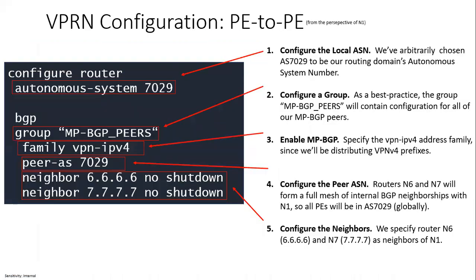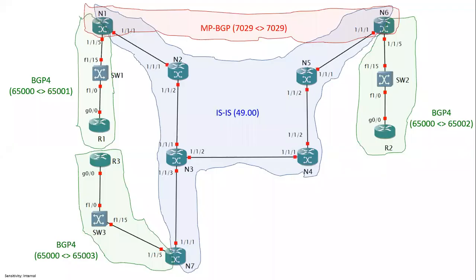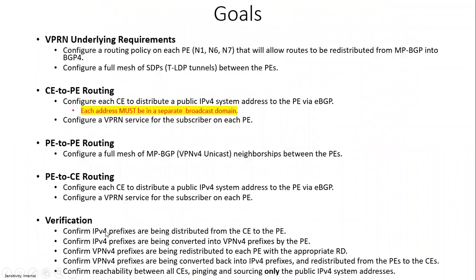So we'll verify this left to right. If you've downloaded this presentation and you have this open in a separate PowerPoint window, you can go ahead and open your PowerPoint and just go to this slide and snap it to the left or snap it to the right. But we're going to be verifying from left to right here. All right, so first we're going to confirm the IPv4 prefixes are being distributed from the customer edge to the provider edge.